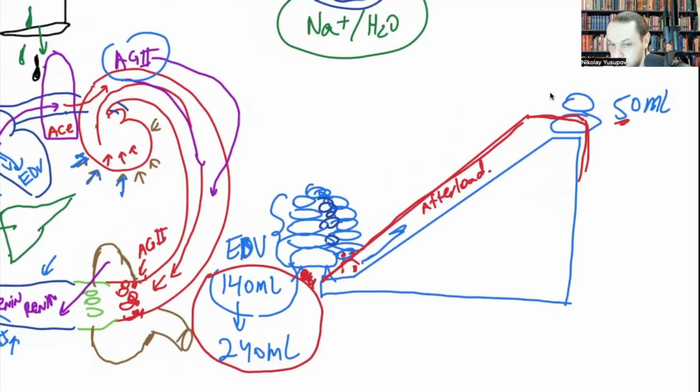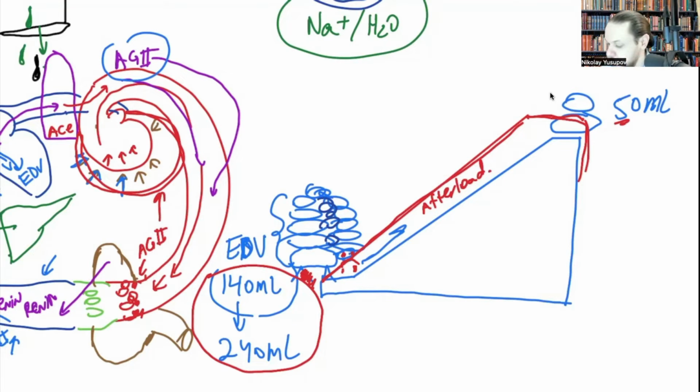Over time, his heart is going to get bigger. Why is it going to get bigger? Because it's becoming dilated because more fluid is coming in. Also, under the function of angiotensin 2, it's going to remodel the heart. We call it pathological remodeling.